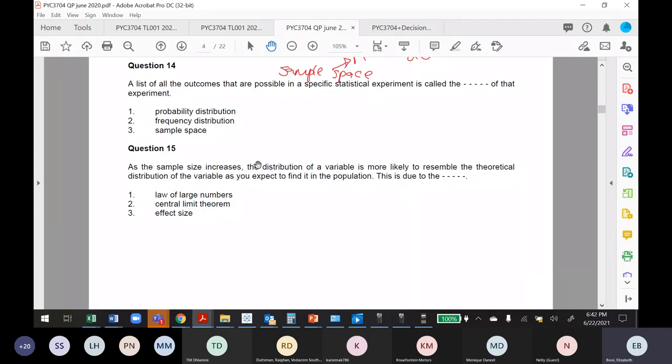This one you need to go and read as well. It talks about what happens when you increase or decrease the sample size. Is this the law of large numbers? We don't even talk about that. So some of the things that you're not familiar with, you can just say are not correct. Then you are left with two. Is it the central limit theorem or is it the effect size? It's not going to be the law of large numbers.